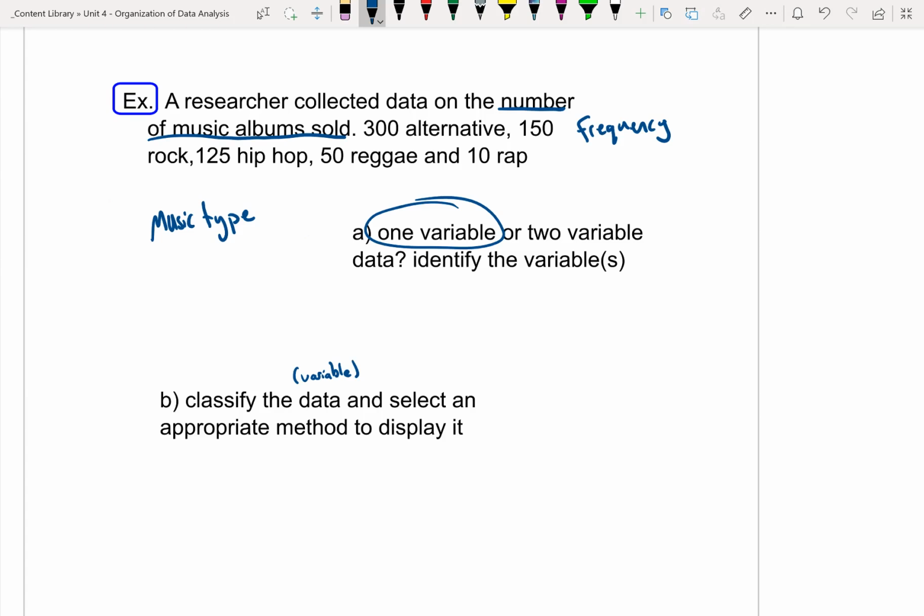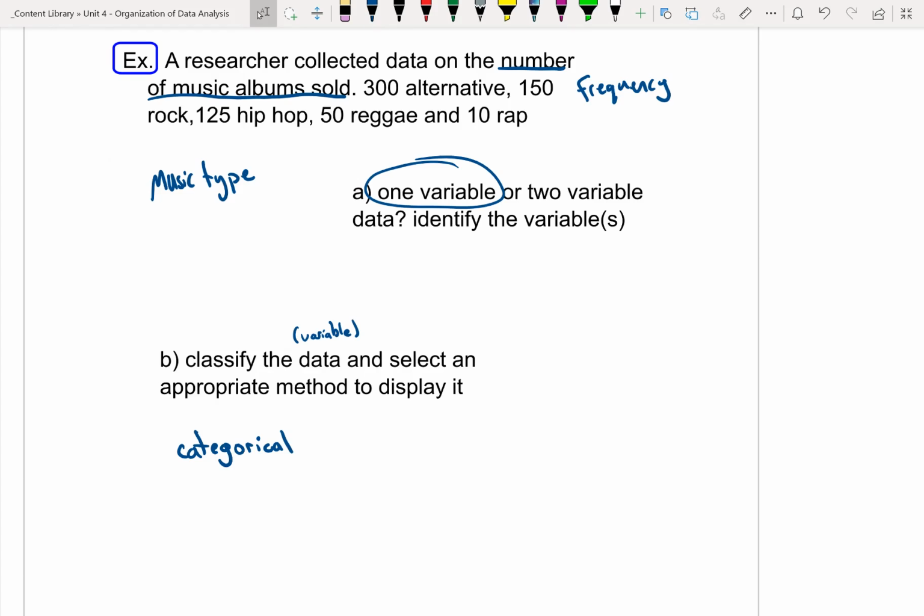Well, because I'm not dealing with any numerical data, right? I'm not dealing with any numbers. That would mean that my data is categorical because it's categories, types of music, and because there is no rank or order to it, that means it would be nominal categorical data. And if we're trying to select an appropriate method to display this, because we are dealing with categorical data, that means we should be dealing with a bar graph.